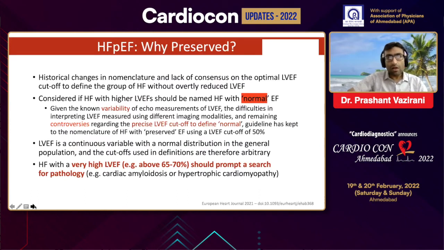So why preserved? Why not normal EF? Given the known variability of echo measurements, where inter-observer variability of echo is around 7%, and the controversies regarding the precise LVEF cutoff to define normal, the guideline decided to keep the EF of 50% as preserved. And also very high EF, like above 65-70%, which is also known as supranormal EF, is not normal. And when any patient has a supranormal EF, we should be hinting that there should be a search for any other pathology like cardiac amyloidosis, hypertrophic cardiomyopathy, infiltrative restrictive cardiomyopathies.